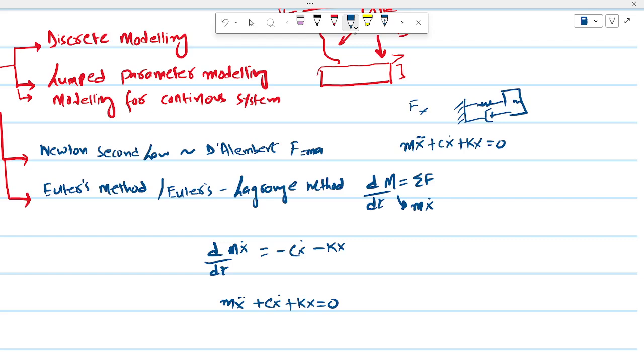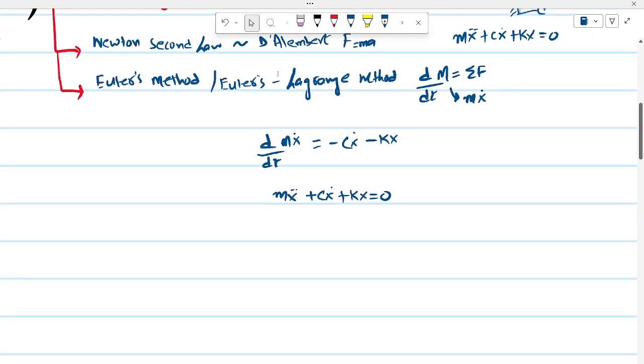Especially when you're dealing with fluid dynamics, the flowing system, it helps you to quickly derive the equation of motion. Another method for deriving the same equation of motion is based on energy. That's called the energy method.